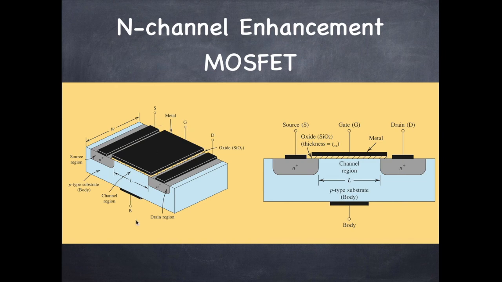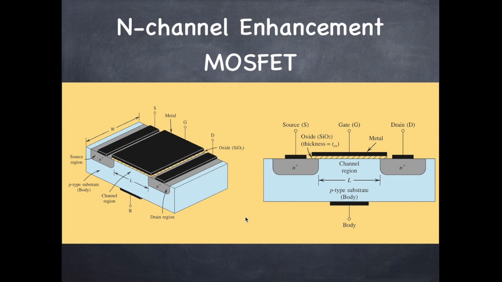At this point it is clear how this device gets its name, metal oxide semiconductor FET. But this name has become a general one. Even if we do not use metal for the gate electrode, even if we are not using SiO2 or silicon dioxide as the insulation layer, even then we call it MOSFET. So it's a general term which is used for the MOSFETs.